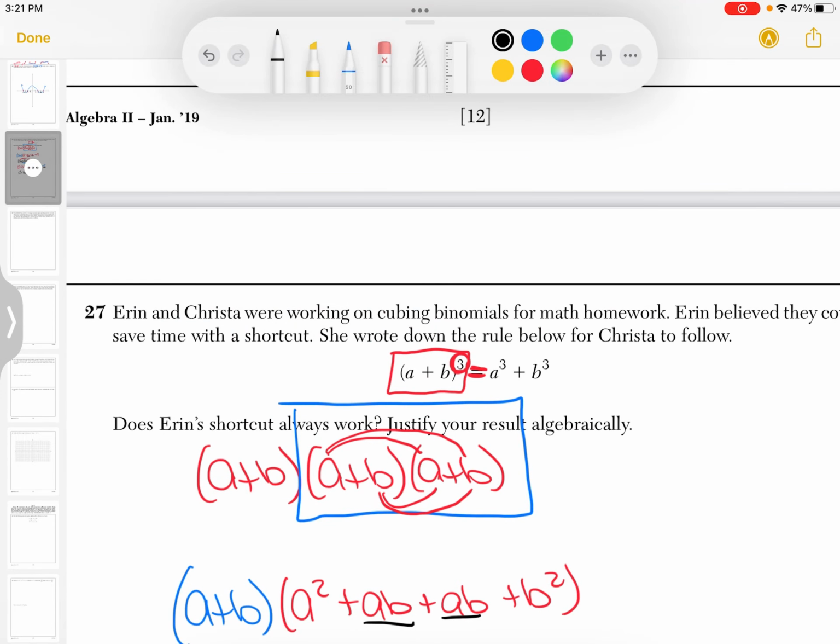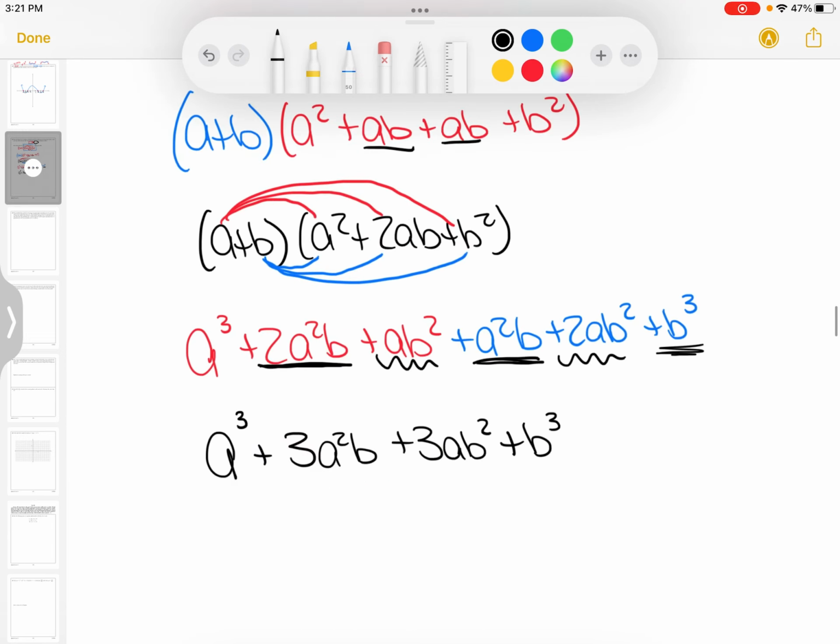What the question is asking you is, is that always equal to this? Is this that I just circled in black the same as this? The answer is no.